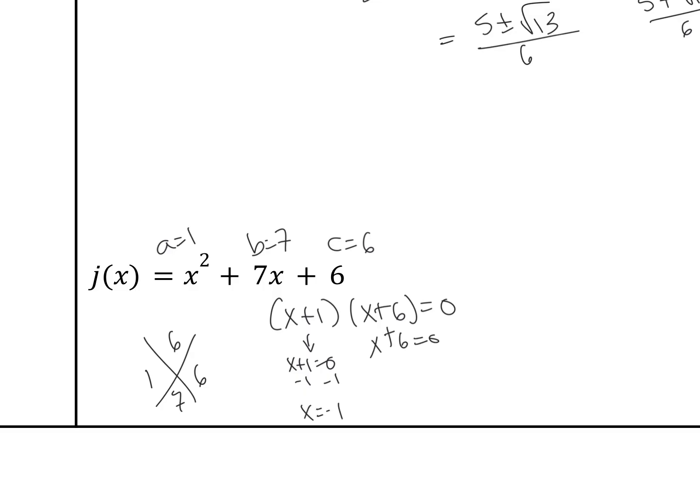x plus 6 equals 0. Subtract 6. x equals negative 6. So those are my roots. x equals negative 1 and negative 6. So this one's a lot easier.